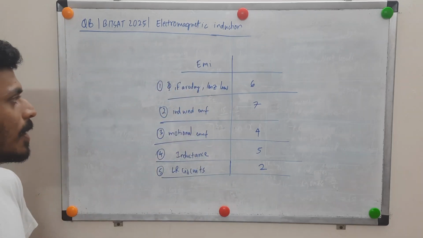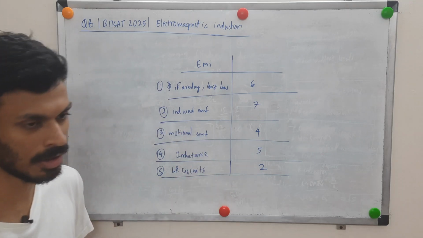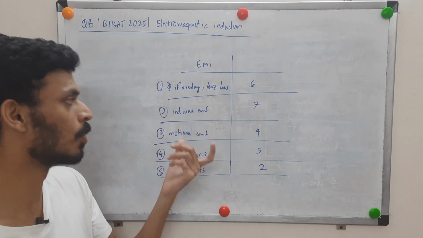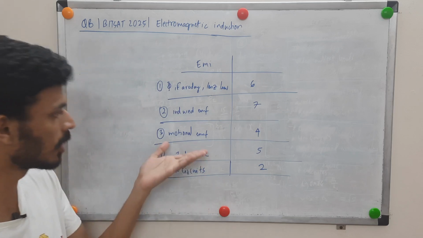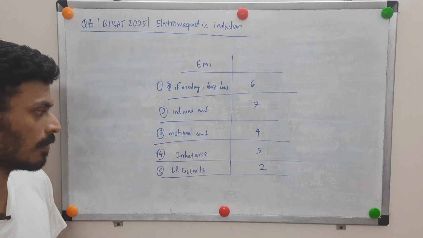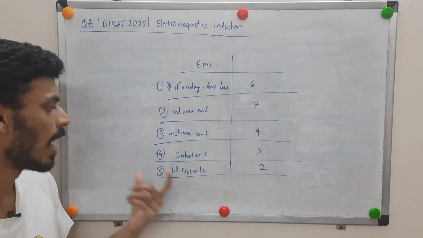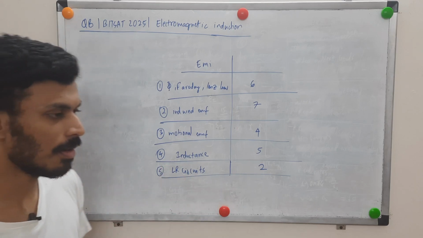So let us see the previous year trends. From this chapter we'll see Faraday's law, Lenz's law. On their basic concepts questions are framed. So 6 questions from there, mostly questions from induced EMF are asked. Also on motional EMF we have 4 questions, inductance 5 questions, so you have mutual and self inductance, right? We'll come to the questions, and finally LR circuits 2 questions. So that is the previous year trend.